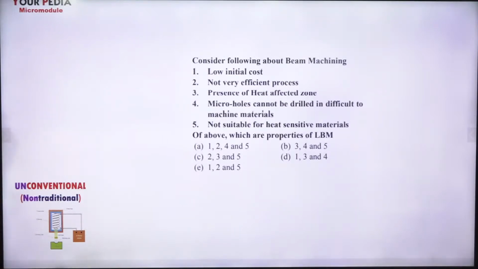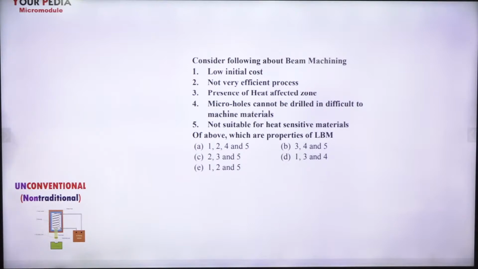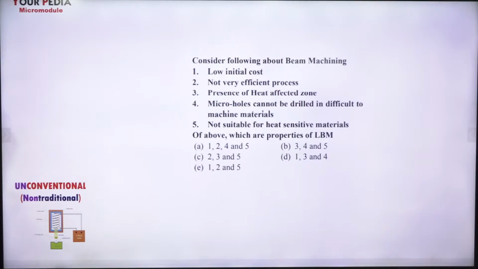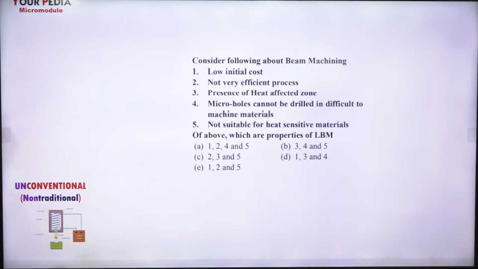Which of the following is true related to laser beam machining? Which of the following are properties? Please go through this. Low initial cost, not very efficient process, that is true. Heat affected zone is not present, so 3 is not there. So remove 3 and only 2 choices are left. I think A and E. Heat affected zone is not there, it is very small in it.